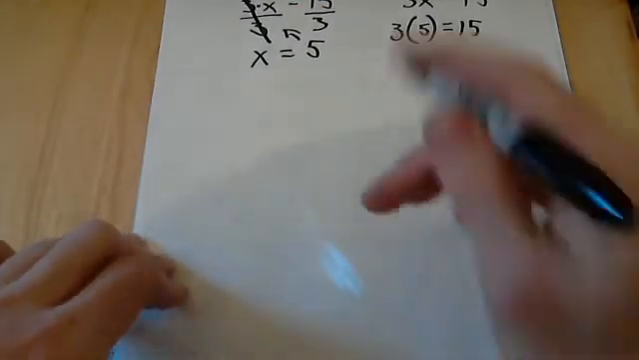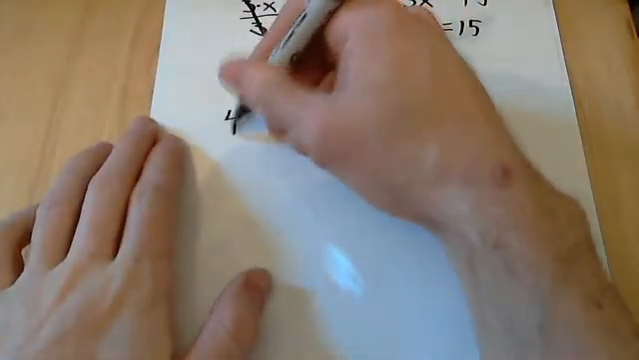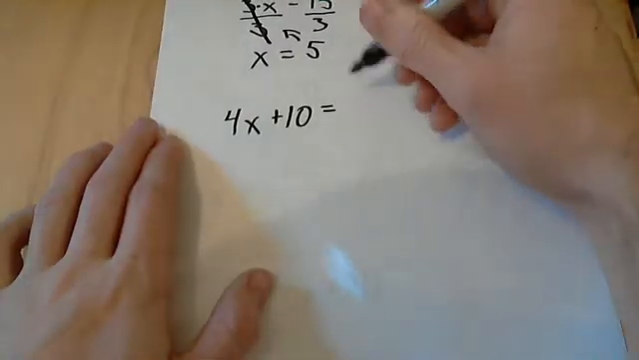So now let's go with a combination of addition and subtraction. Let's do something like 4x plus 10 equals 30.